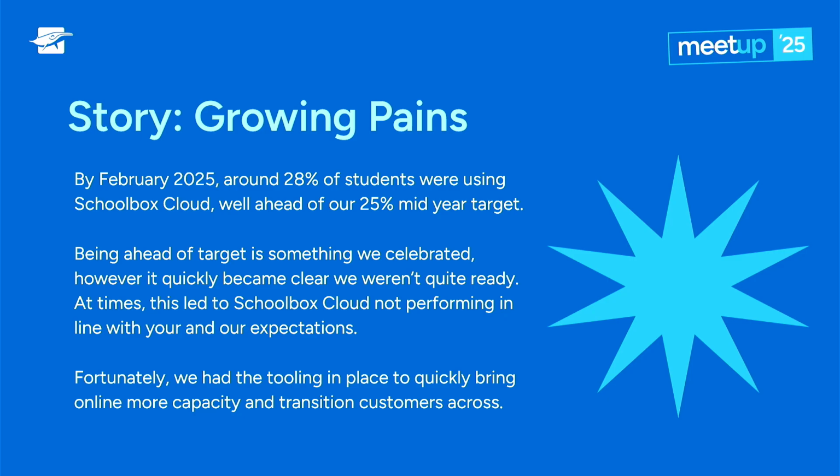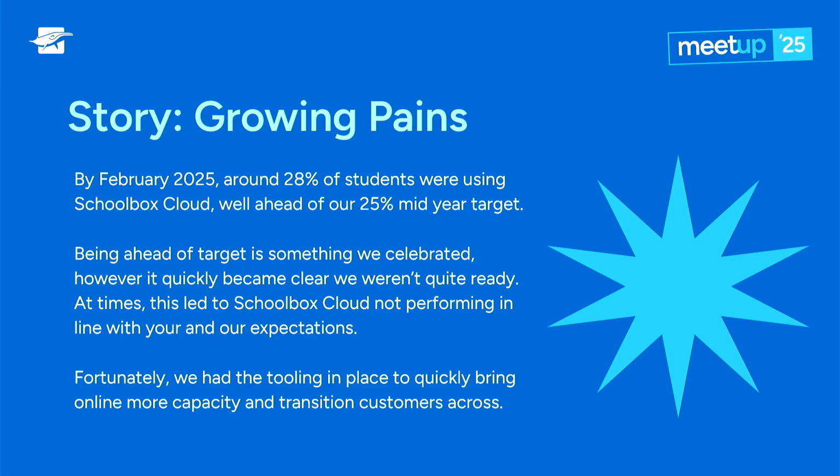And whilst that was something we really wanted to celebrate as a company, unfortunately, this hadn't given us enough time to complete enough of our roadmap to make sure that the service could be delivered to meet your expectations and also our expectations. However, we were fortunate that we had done a whole bunch of work already to allow us to quickly deploy more capacity, and we did so and shifted customers across within a couple of days, which alleviated the issues.